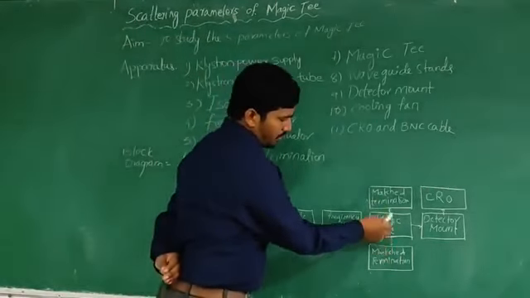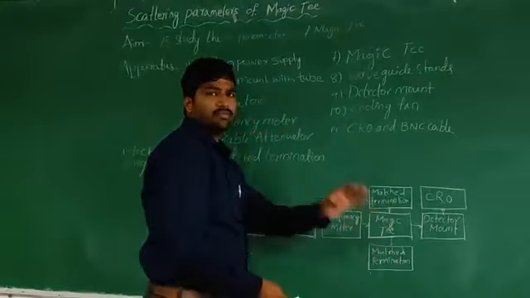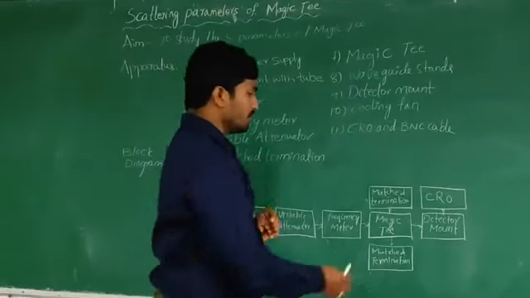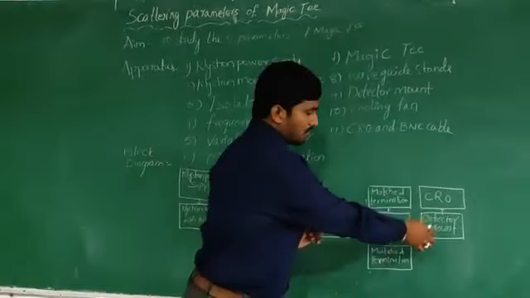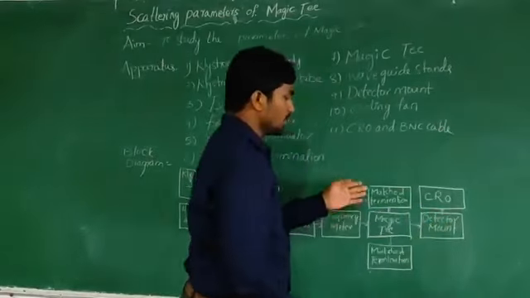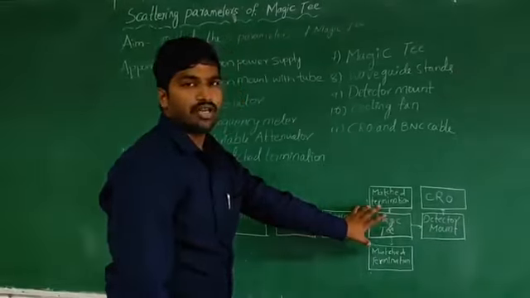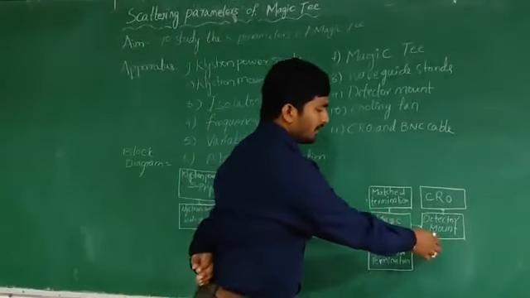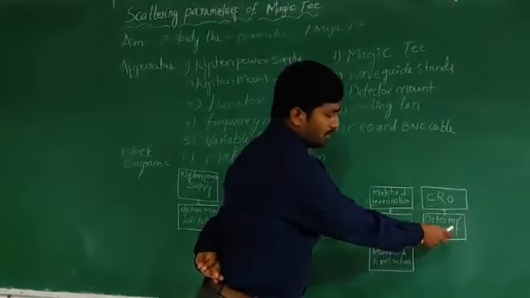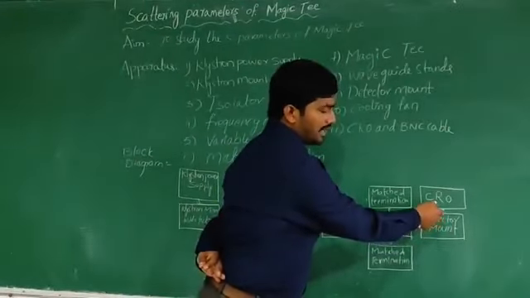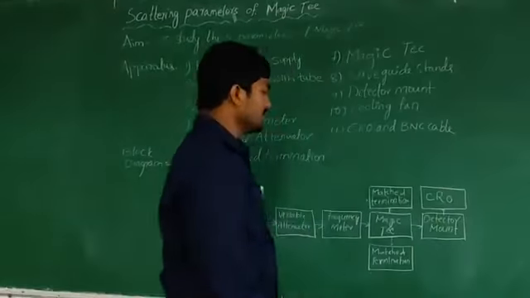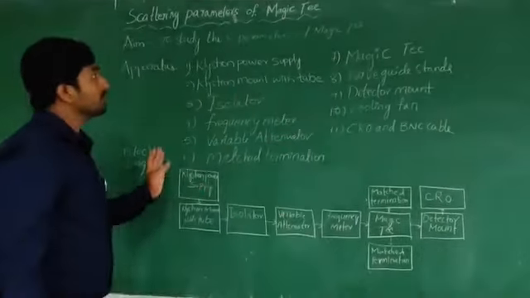Here we are using two matched loads because the Magic T is a 4-port network. We use one port to take the detector mount for output purposes. Two ports should be matched with matched termination or matched load. Finally, we are taking the output from the detector mount. The output we can see in the CRO. Okay, this is the block diagram of Magic T.